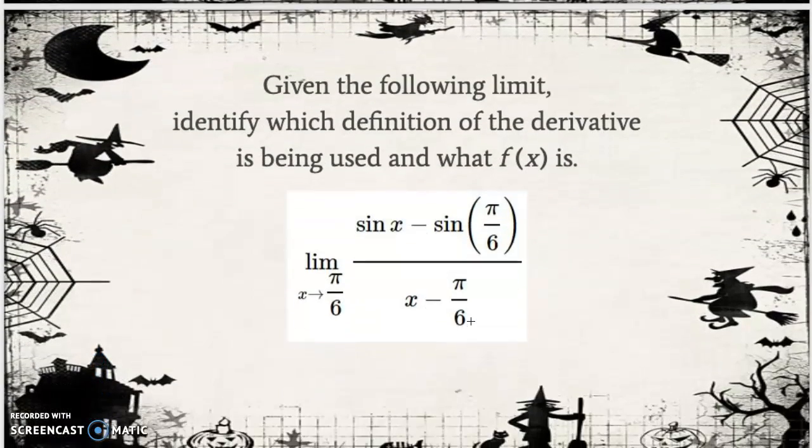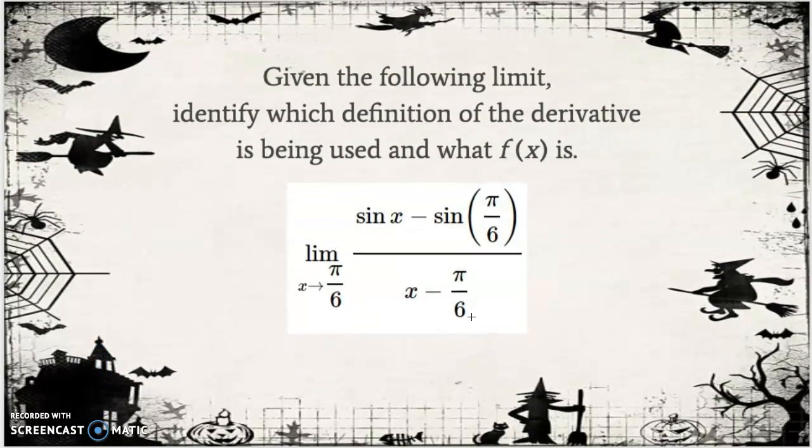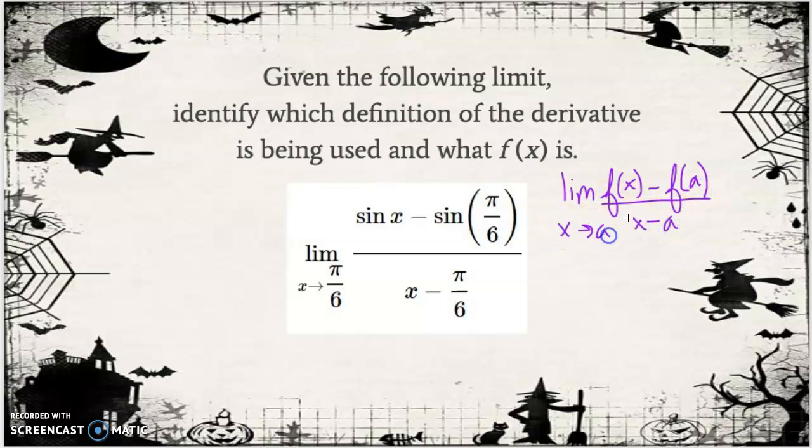Okay, so let's go ahead and I'll look at another one for you. Here we go. In this example, when I'm looking at my two definitions of my derivative, this is the one where I have f of x minus f of a. So this looks more like this form. I would say that this is the alternate form as x approaches a. And then you're trying to identify what your f of x function is. I believe my function that I'm trying to find the derivative of is sine of x. So f of x equals sine of x.